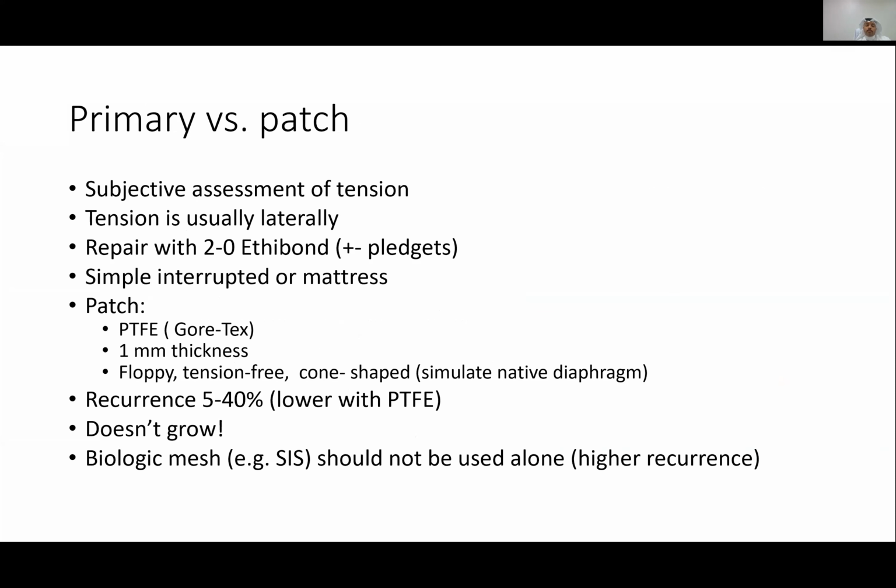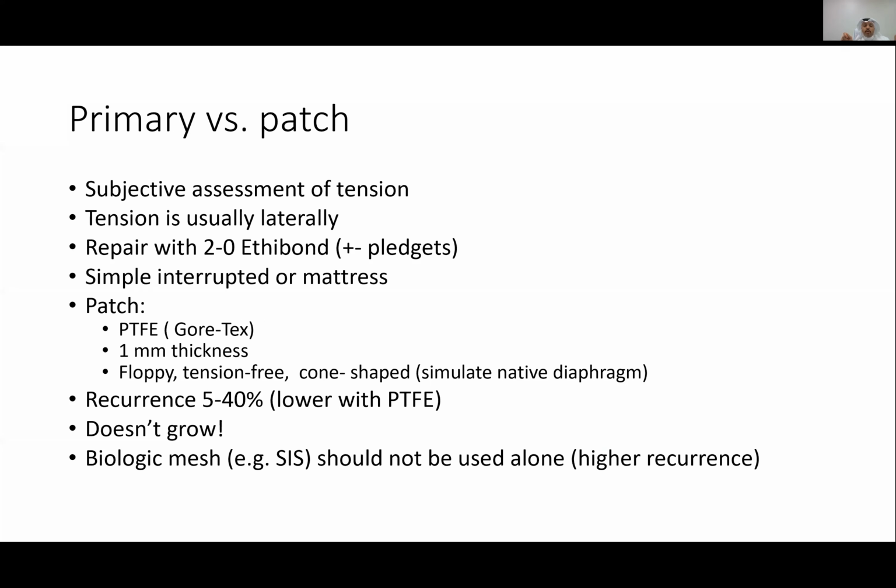So what about primary repair versus patch repair? Now, this is a subjective assessment of the tension. If you think there's too much tension, then you put a patch. You do not want a tension repair. Tension repair is bad because it has a high risk of recurrence, and also it is a risk factor for abdominal compartment syndrome. So these are two problems. The tension is usually in the lateral area where the diaphragm is deficient. So this is the area where you really should be focusing.